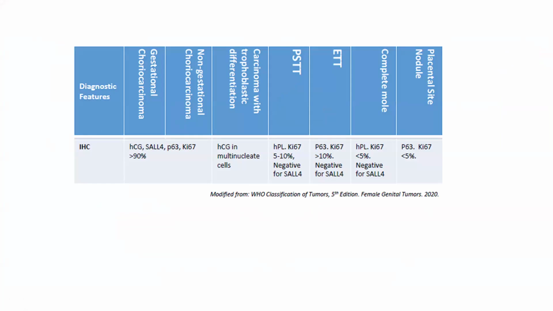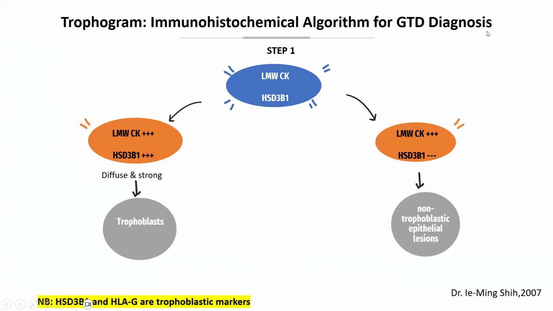I don't want to take you for long, but before I leave, you have 5 more minutes to talk about something that we call the trophogram. What's actually the trophogram? That's an immunohistochemical algorithm that was produced by Dr. Elming in 2007 to make things easier. If you have a suspected trophoblastic tumor, you can use low molecular weight cytokeratin with a trophoblastic marker, that's the HSD3B1. If both are positive, then these are trophoblasts.